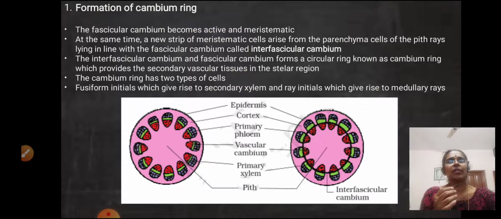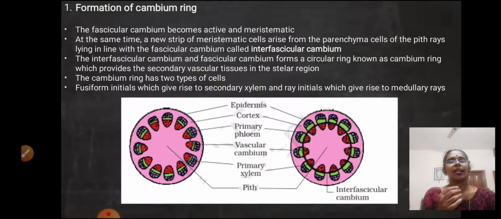So the first step in secondary growth is the formation of cambium ring. The fascicular cambium becomes active and meristematic. In the second diagram, you can see a complete ring of cambium. A new strip of meristematic cells arise from the parenchyma cells of the pith rays lying in line with the fascicular cambium, called the interfascicular cambium. Now the inter and the intra together combine and form a complete cambial ring.